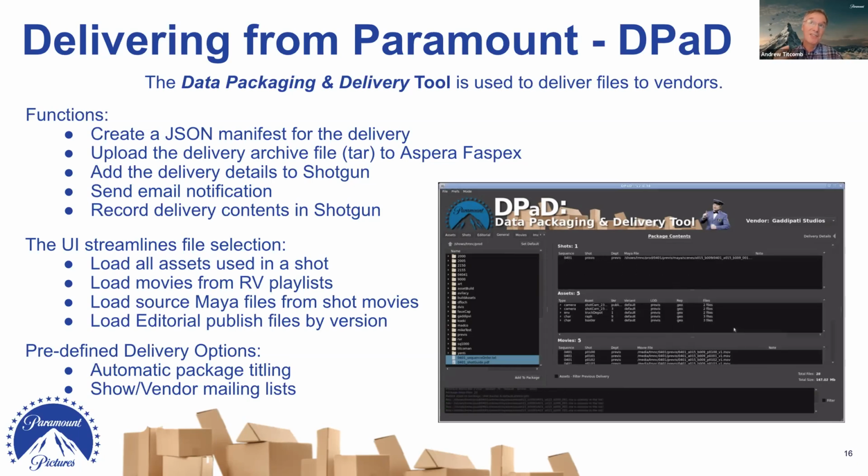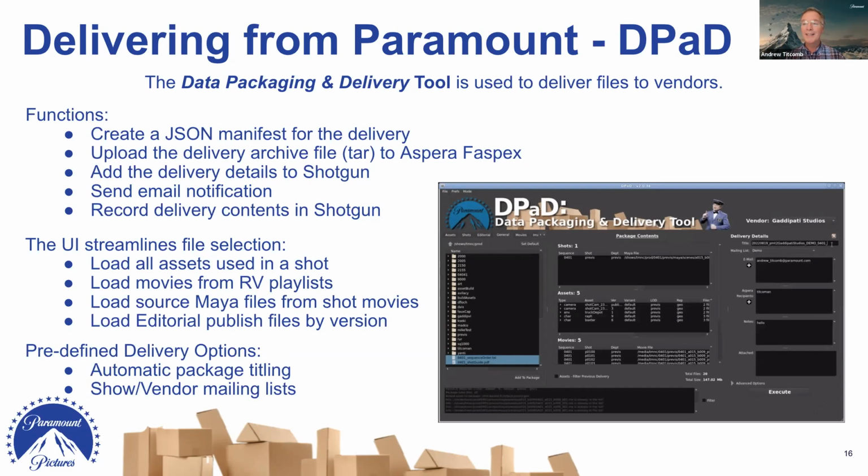The UI makes things hopefully simple for the user. Loading various data types into the package is simplified. For instance, when you want to load in all of the assets for a shot, it does that automatically. That can also be loaded based on a Maya scene file. It will also load movies from RV playlists. So you can just simply drag and drop a playlist in there, and it will detect all the movies and load them in. And then once you have the movies loaded in, if you want to include the Maya files that are associated with that and the assets associated with those, you simply click a menu item to add those additional items in there.